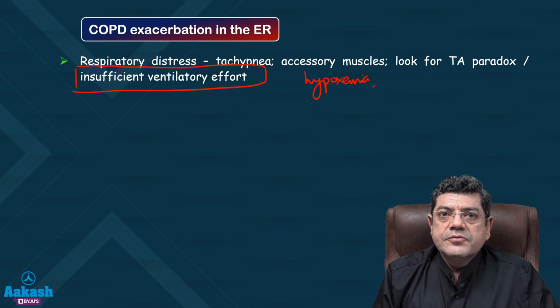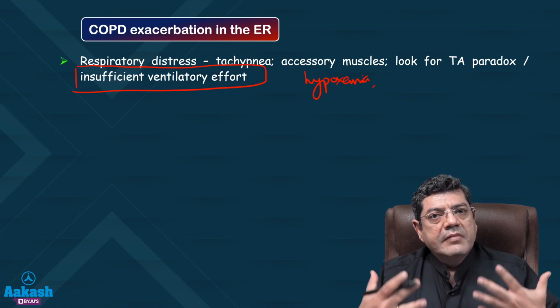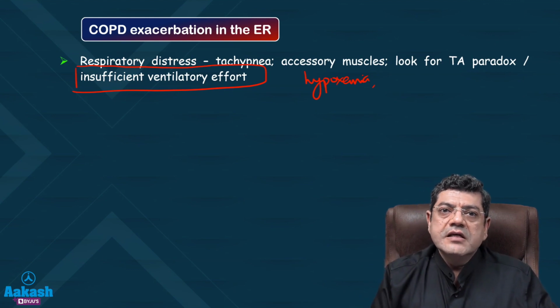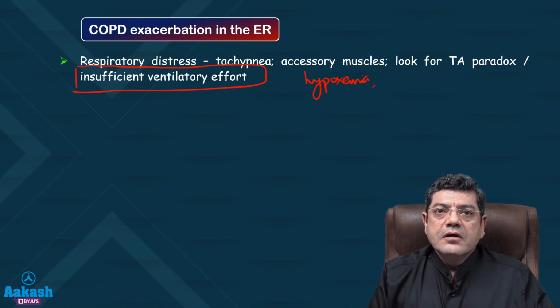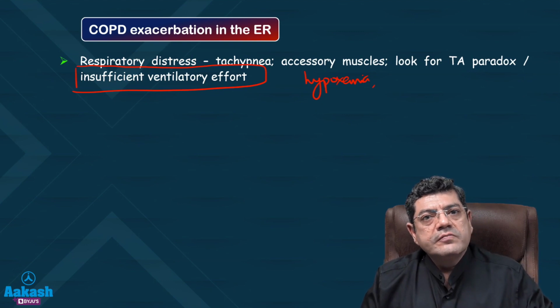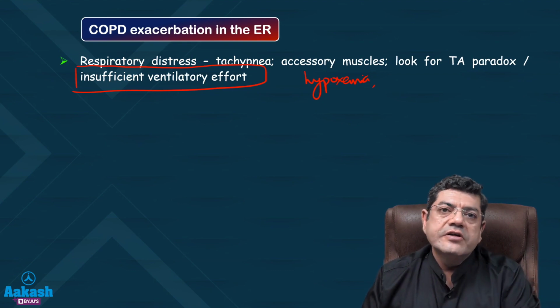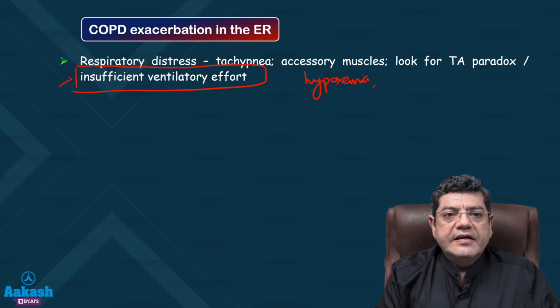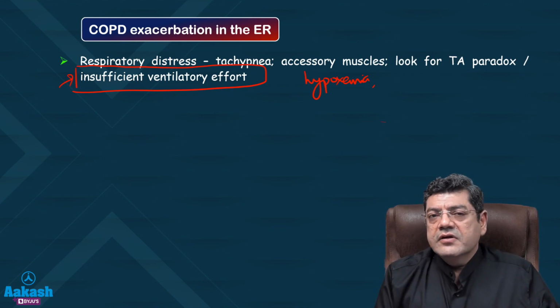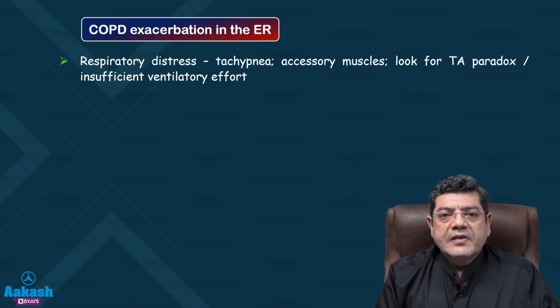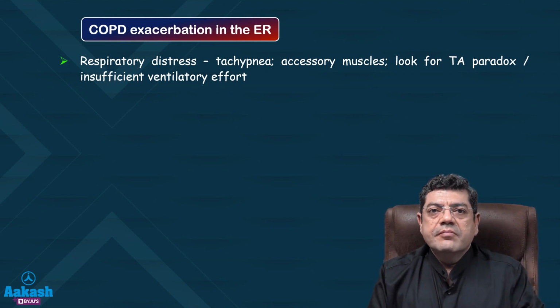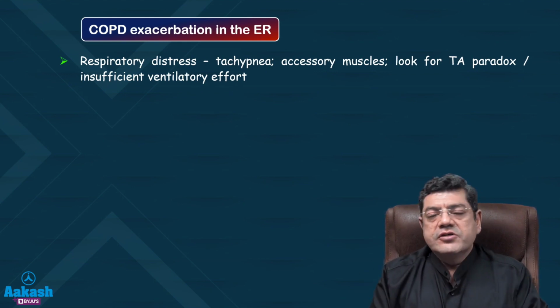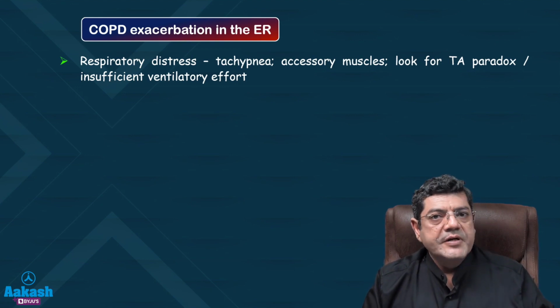When you see, as opposed to, this is a normal breath, right? My breath is not shallow. When breathing is shallow, I'm only ventilating most of my upper airway. The fresh air does not reach the peripheral lung. That is insufficient ventilatory effort, and again that is an indication for mechanical ventilation. So, those could be the various initial impressions of the patient you get with a COPD exacerbation.